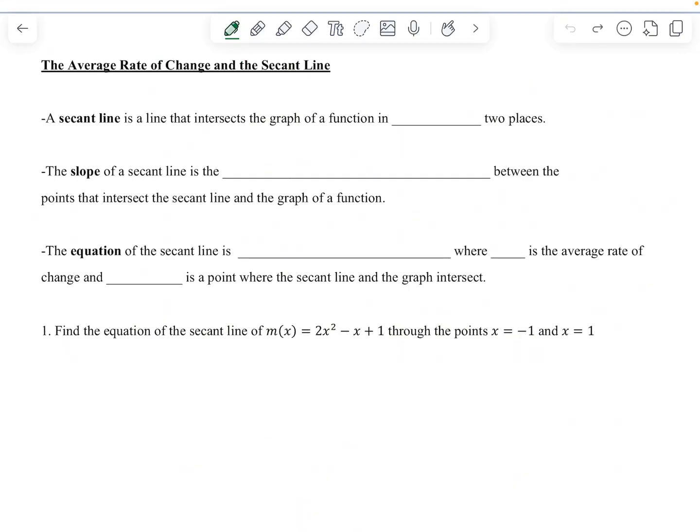A secant line is a line that intersects the graph of a function in at least two places. The slope of the secant line is the average rate of change between the points that intersect the secant line and the graph of a function. The equation of the secant line is y minus y1 is equal to m times the quantity x minus x1, where m is the average rate of change and (x1, y1) is a point where the secant line and the graph intersect. Now let's take a look at an example.